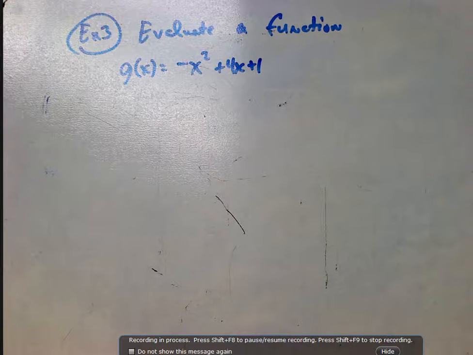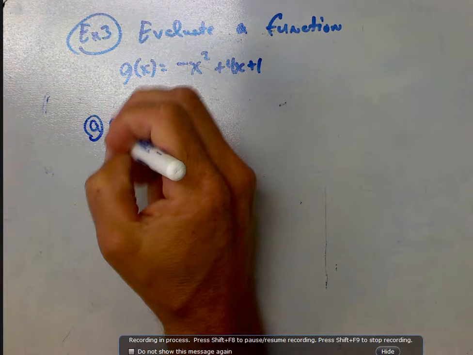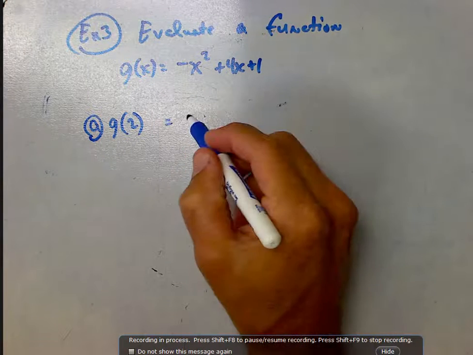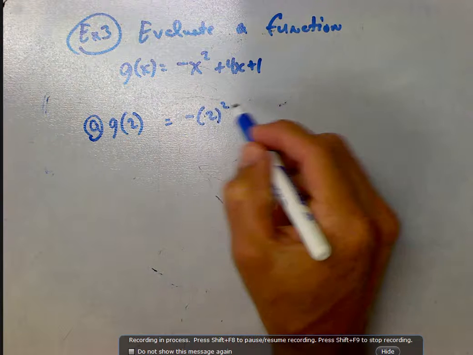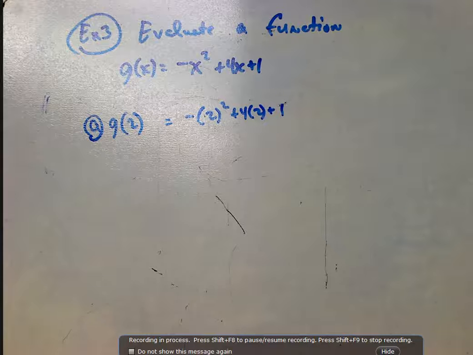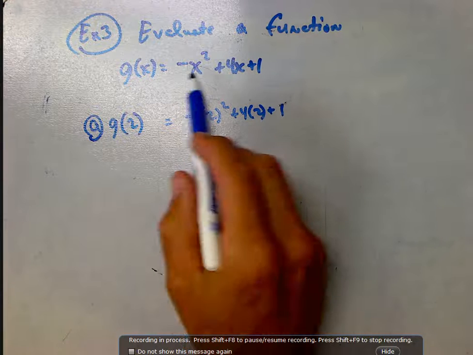For example 3, we're going to evaluate a function, and it says g of x equals negative x squared plus 4x plus 1. So for a, I'm going to find g of 2. Okay, so g of 2 is going to be equal to negative parenthesis 2 squared plus 4 times 2 plus 1. Notice that I put parentheses around the 2. Notice that the minus sign is outside the parentheses because the negative is in front of x squared.